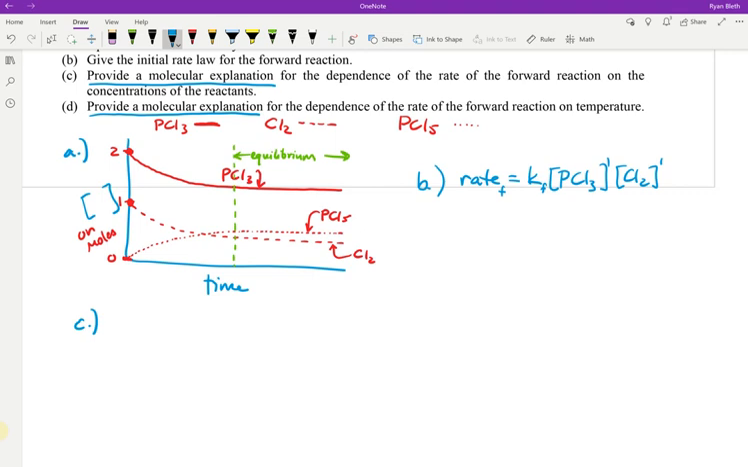So provide a molecular explanation for the dependence of rate on concentrations of the reactants. In other words, why does this reaction get slower with time? Why does my reaction rate sort of taper off and then level off? Why does it start out fast and get slower? Why does concentration affect rate?